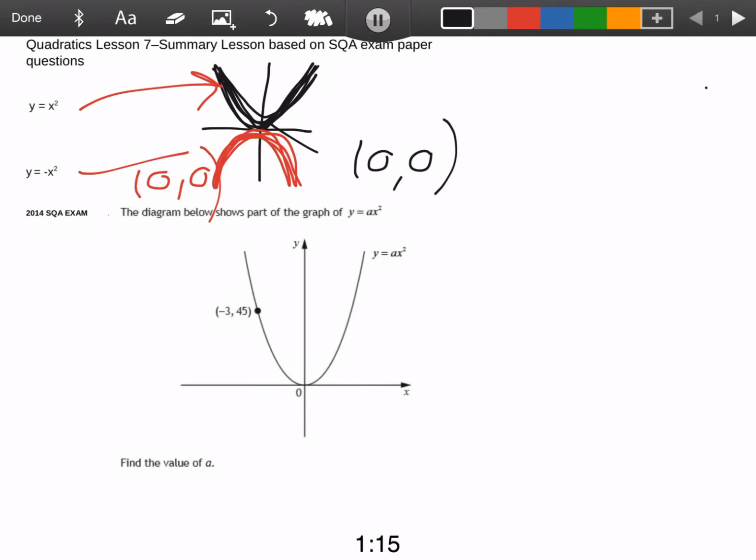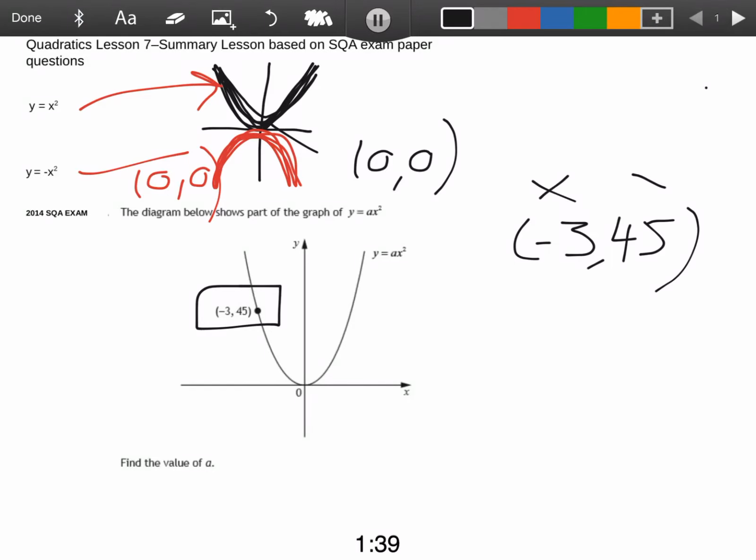Right, down here we've got a typical SQA exam type question. This is one from 2014, and this is following the sequence of the lessons, so we've done this in lesson 1. We've got y equals ax squared, and we've been given a point on it: negative 3, 45. That's your x value, that's your y value. All we simply do is sub that into our given equation. So x is negative 3 and y is 45.